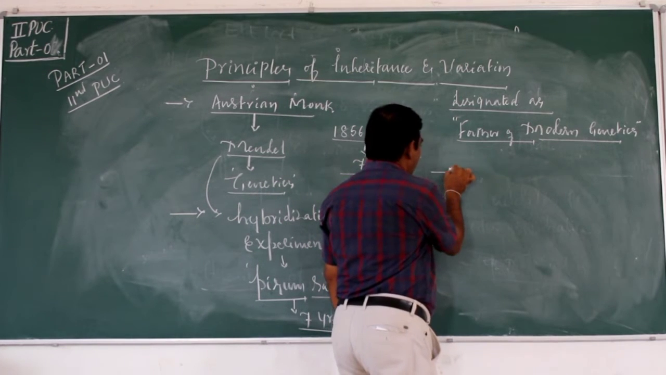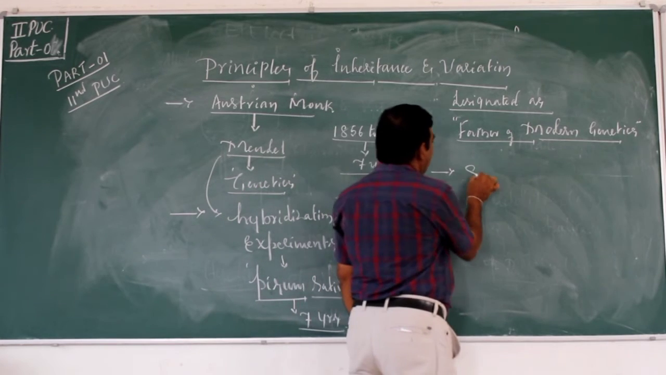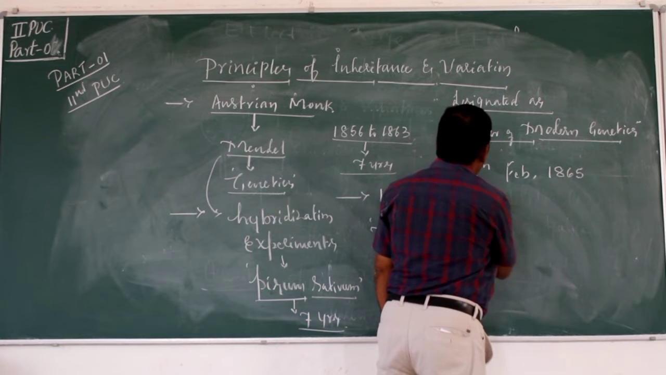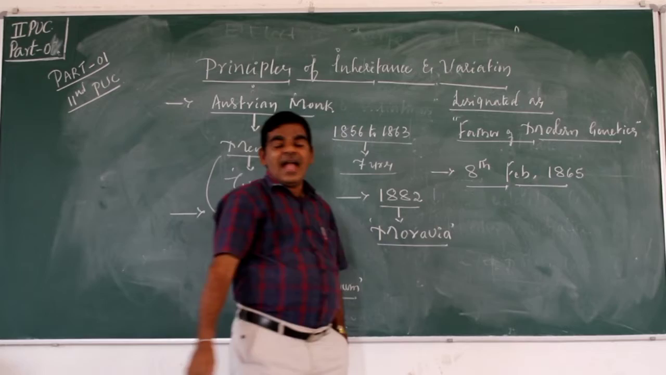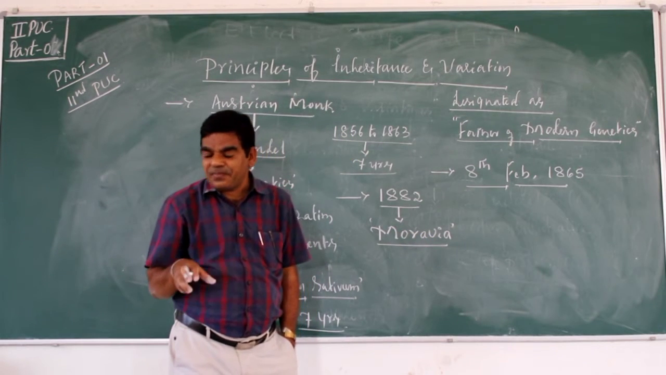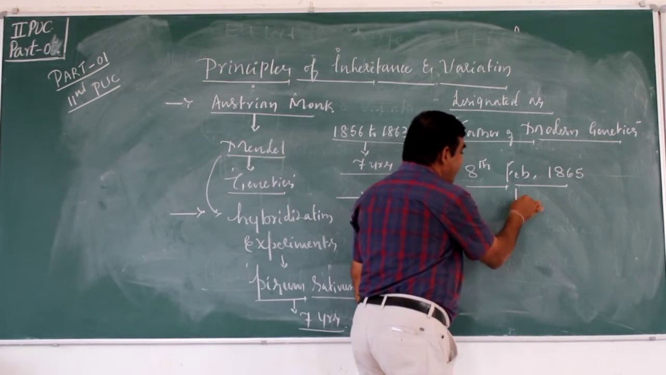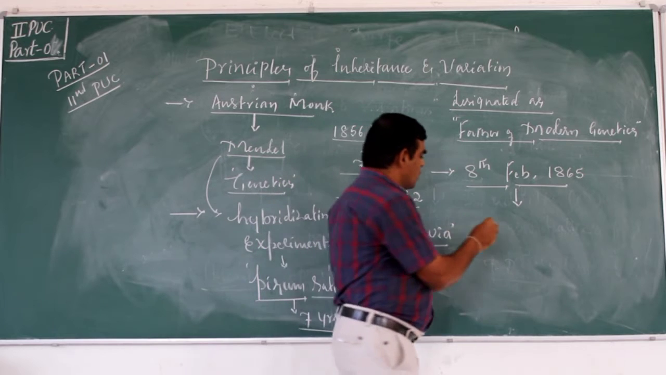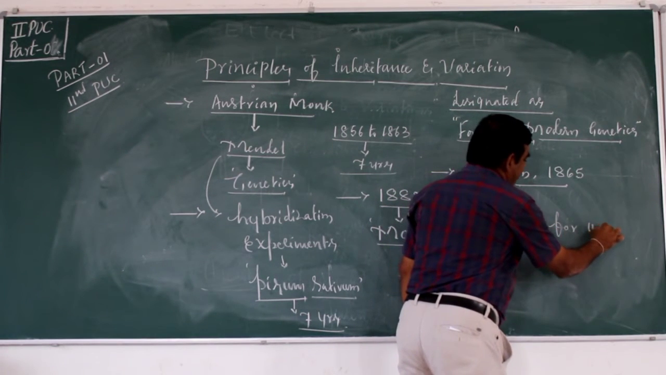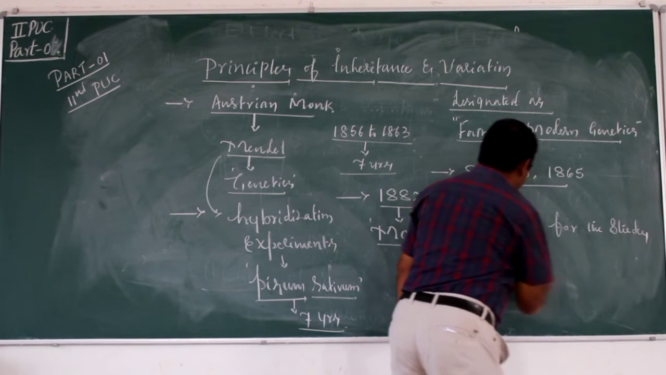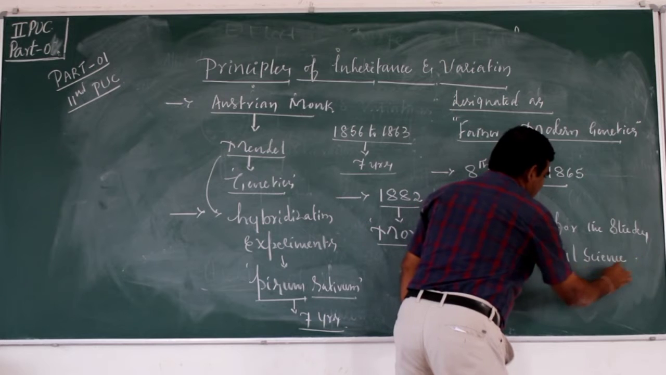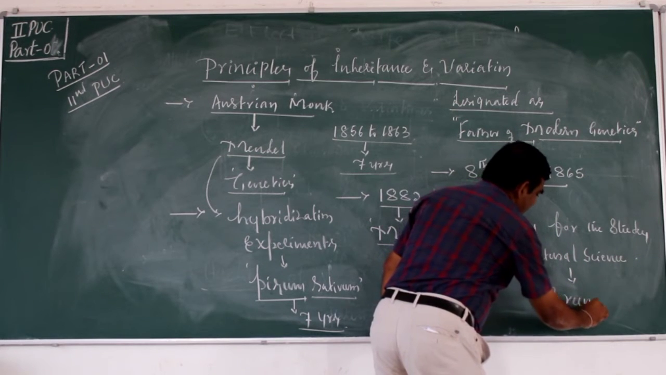And Mendel, on 8th February 1865, presented his results on Pisum sativum to the Society for the Study of Natural Science in Brünn.